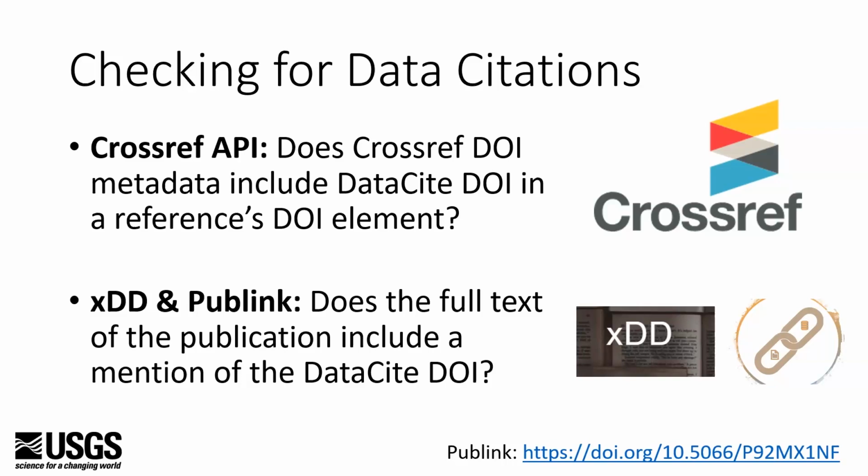Second, we used XDD, a digital library of over 14 million commercial and open access publications of scientific works, as well as Publing, which is a Python package that sits on top of the XDD API and allows users to find relationships between publications and data. So these two tools allowed us to search the full text of a publication to see if it includes a mention of the DataCite DOI.